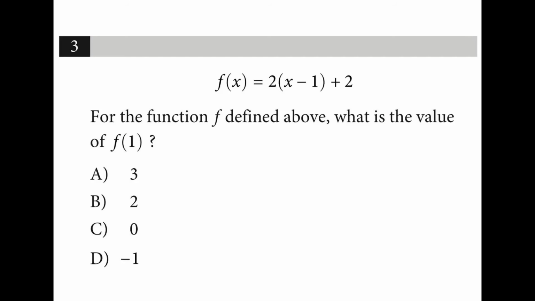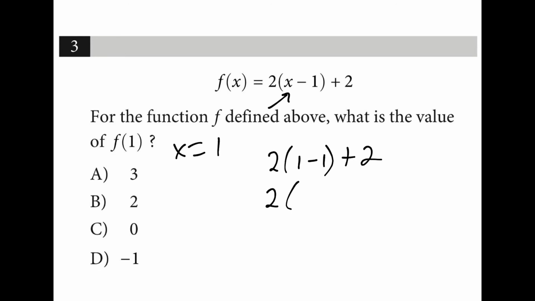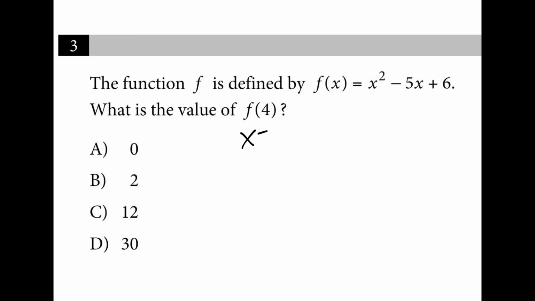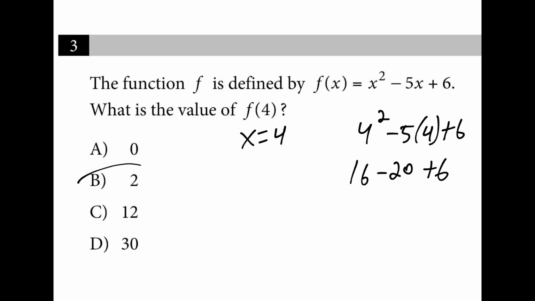This one is just x is equal to 1, so we plug in a 1 right there. 2 times 1 minus 1 plus 2. That becomes 2 times 0 plus 2, so the answer is B. This is just x is equal to 4 and plug it in. So we have 4 squared minus 5 times 4 plus 6. So 16 minus 20 plus 6, the answer is 2.